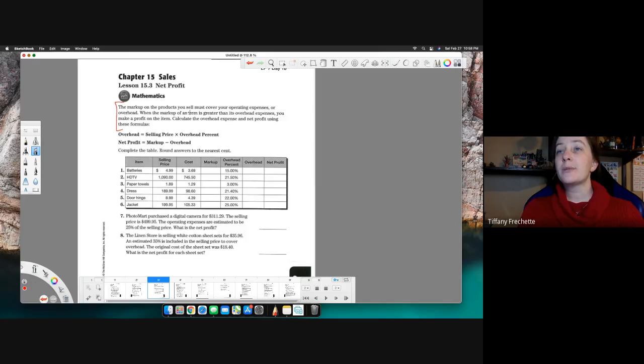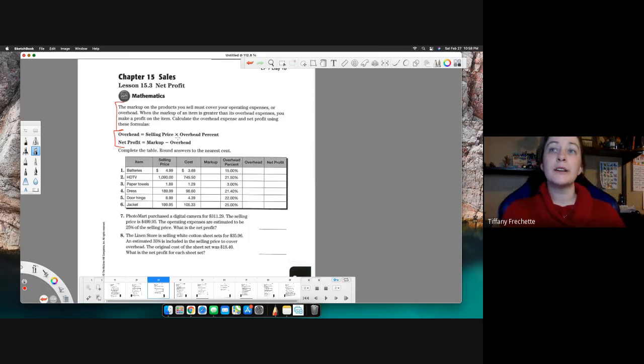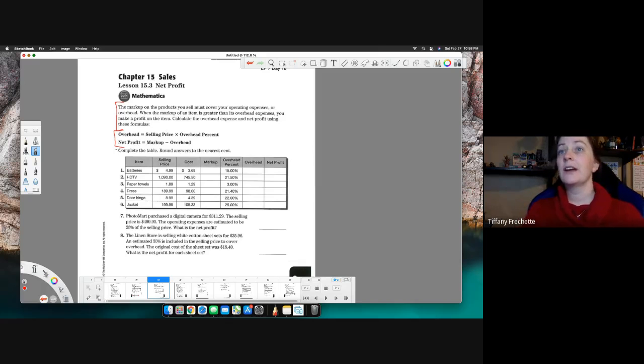The markup on the products you sell must cover your operating expenses or overhead. When the markup of an item is greater than its overhead expenses, you make a profit on the item. Calculate the overhead expense and net profit using these formulas. Overhead equals the selling price times the overhead percent, and the net profit equals the markup minus the overhead. So, two pretty basic calculations on this one. It's not going to be terribly crazy calculations here.